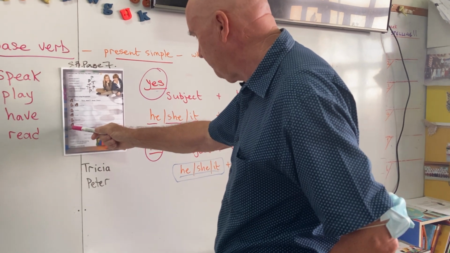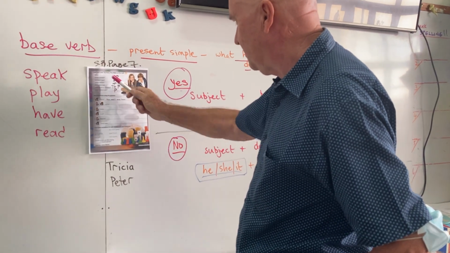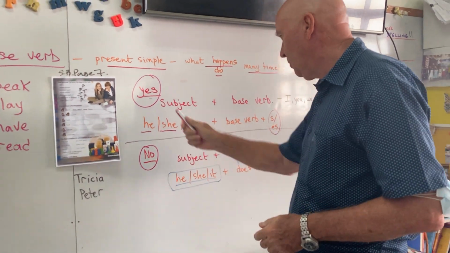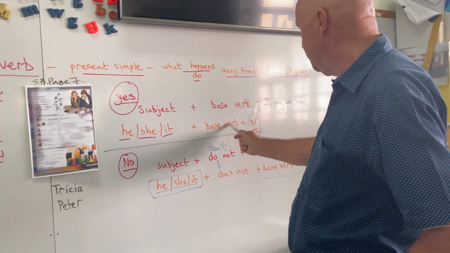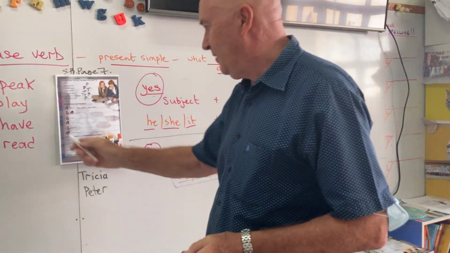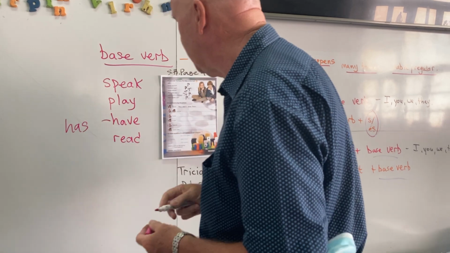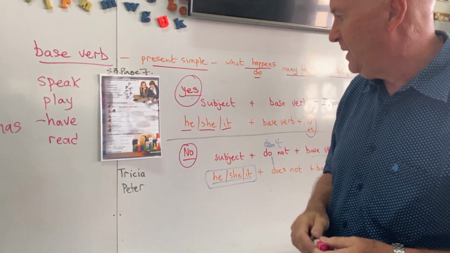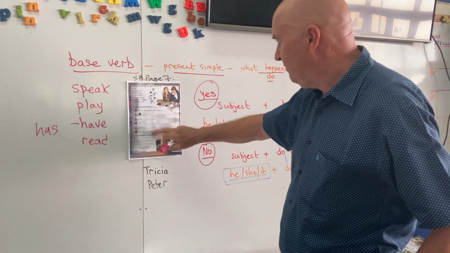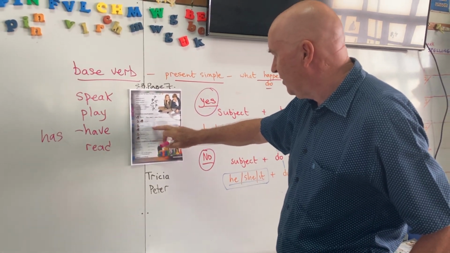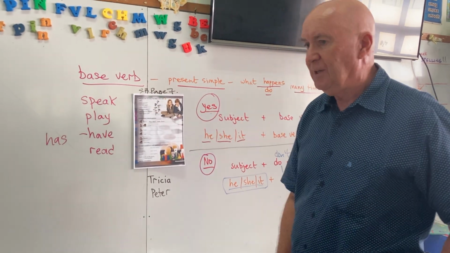And the last one, Peter, brown eyes. Answer is yes. So we're saying yes, the subject is he, Peter. So we're going to change the base verb, and the base verb have, if the subject is he, becomes has. He has, Peter has, brown eyes. Okay, see if you can do those 5 questions after listening to the video. Try those.